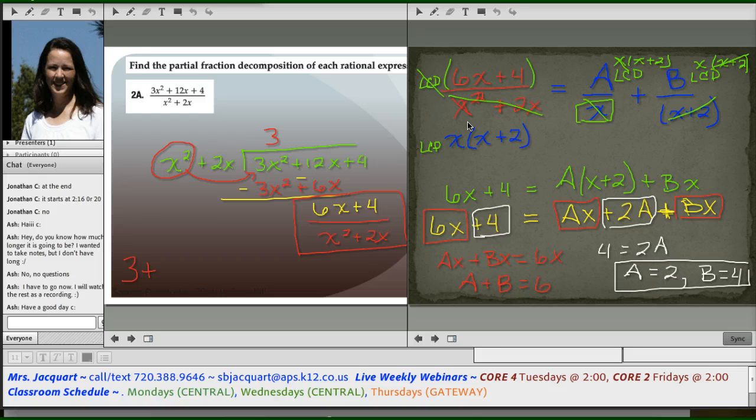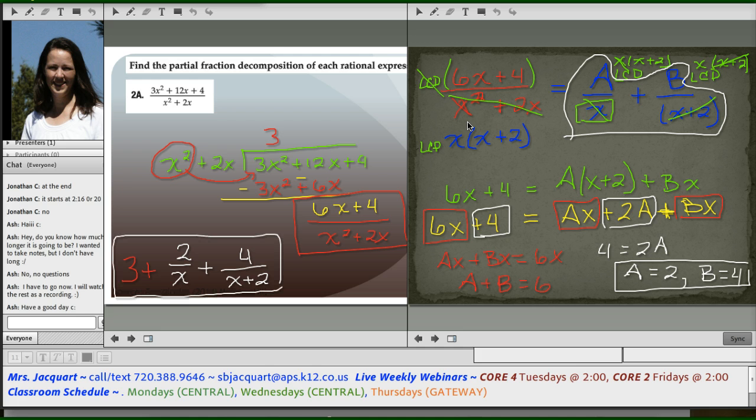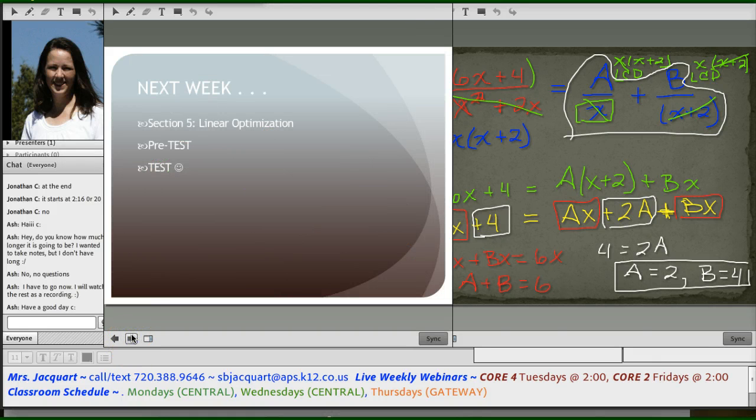Kind of cool, huh? So then we're going to come back up here and rewrite it in our setup. So it's going to be plus a was 2 over x, plus b was 4 over x plus 2. We'll rewrite that 3. So that is my partial fraction decomposition. That's it. That was kind of hard, but it's kind of cool still.